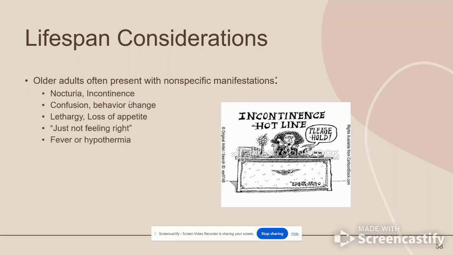Older adults often present with nonspecific manifestations, like urinating more at night or incontinence. Typically in older adults, you're going to see just a slight behavior change and some confusion. That's usually the first indicator that maybe they have a UTI, especially in women. Lethargy, loss of appetite, just not feeling right. They may have fever or hypothermia.